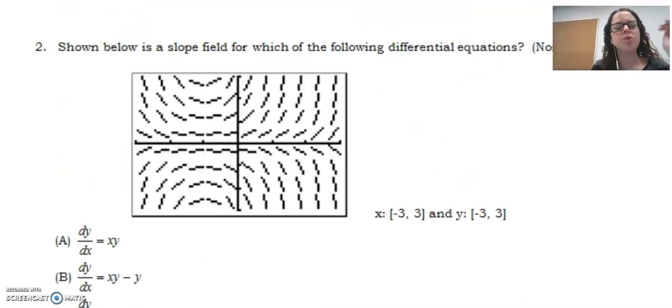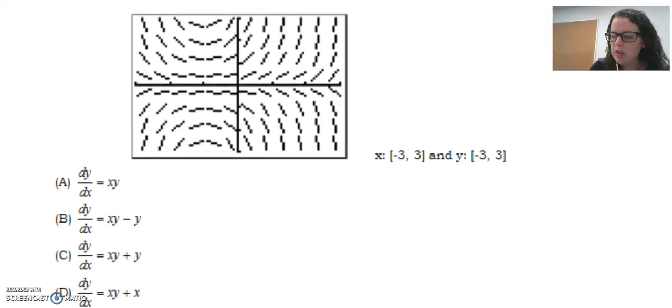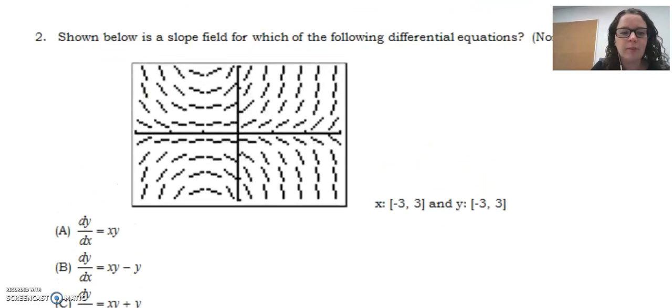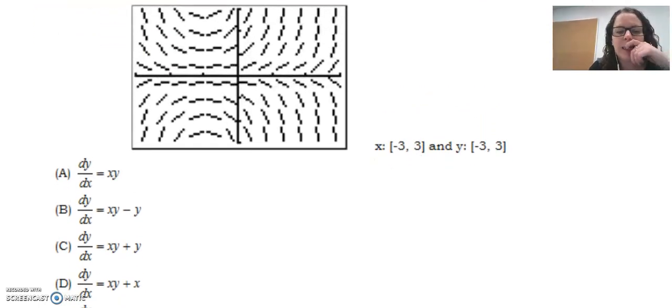All right, question 2. Shown below is a slope field for which of the following differential equations? And this says you're not supposed to use your calculator. So looking at this, the first thing I would want to establish is, do we have symmetry along either the rows or the columns? And unfortunately, we don't. So the next thing to think about is, do we have any symmetry within the quadrants? Well, we don't.